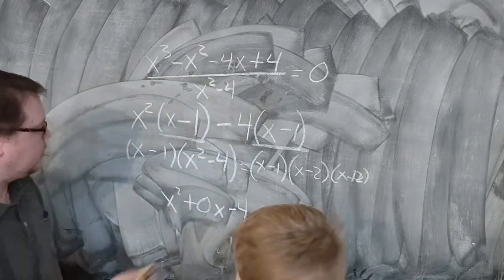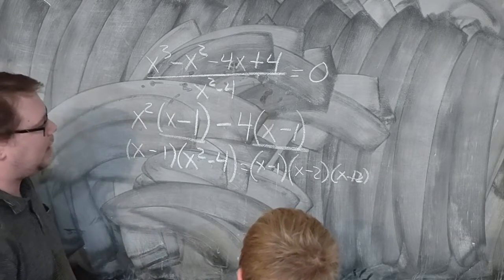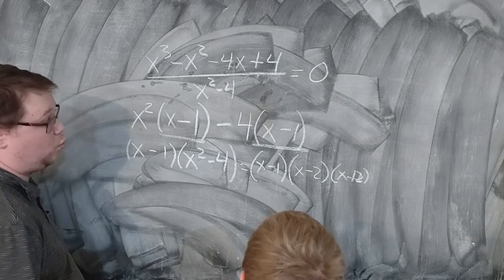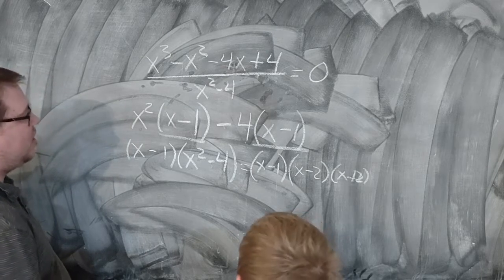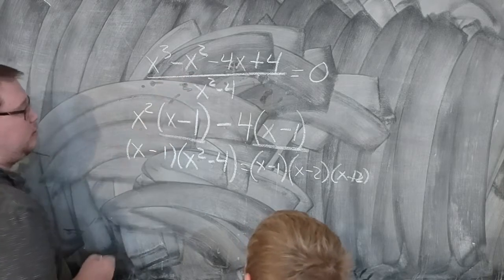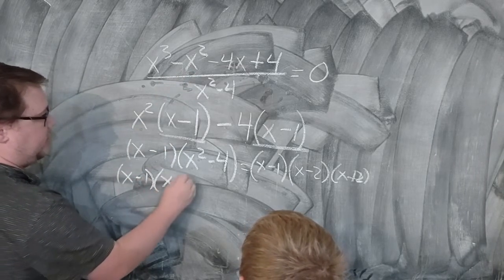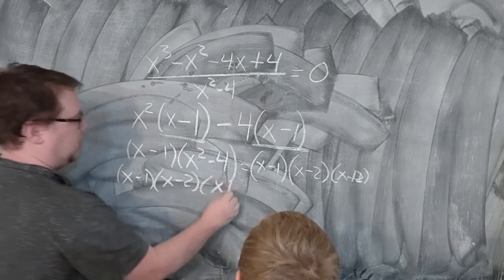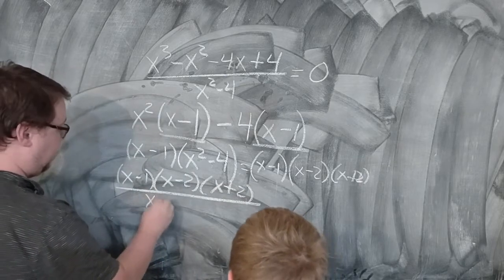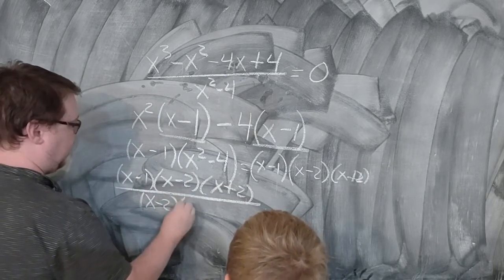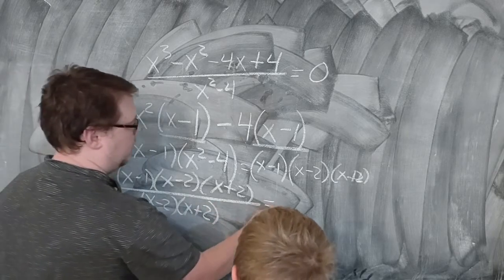Okay. So now let's look at the bottom. I bet you can factor the bottom really easily now. x minus 2 and x plus 2. So this whole thing is x minus 1 times x minus 2 times x plus 2, all over x minus 2 and x plus 2, right? All we have left is x minus 1.